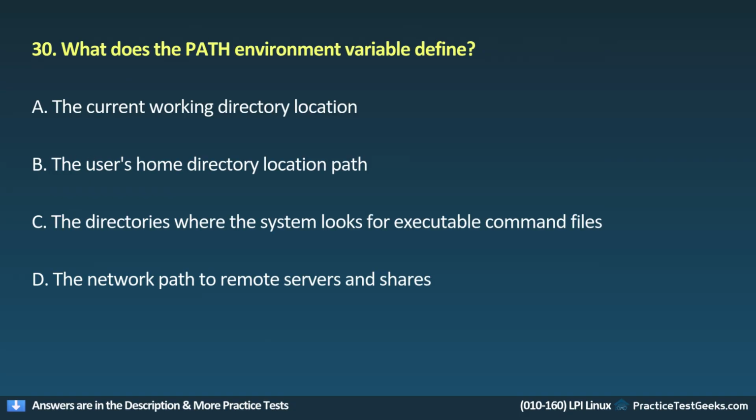30. What does the path environment variable define? A. The current working directory location. B. The user's home directory location path. C. The directories where the system looks for executable command files. D. The network path to remote servers and shares.